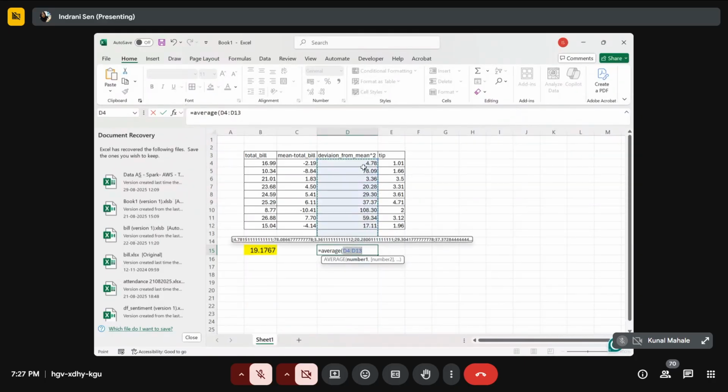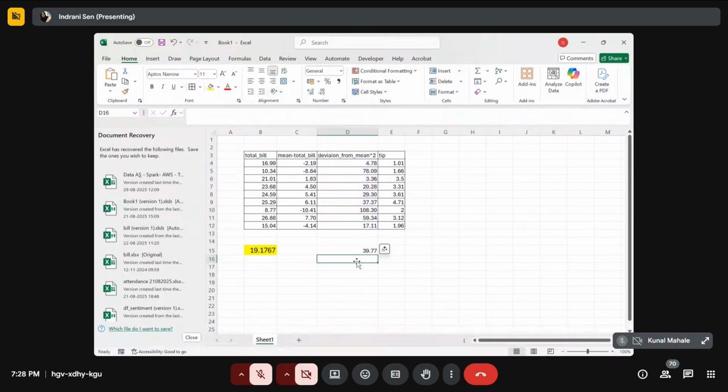So we take out the average. Average means we just take the sum divided by the total number of elements. If you are doing it by hand, you are just doing sum divided by the total number of elements. So this is the average deviation, and this is called variance. Variance is the average deviation from the mean.